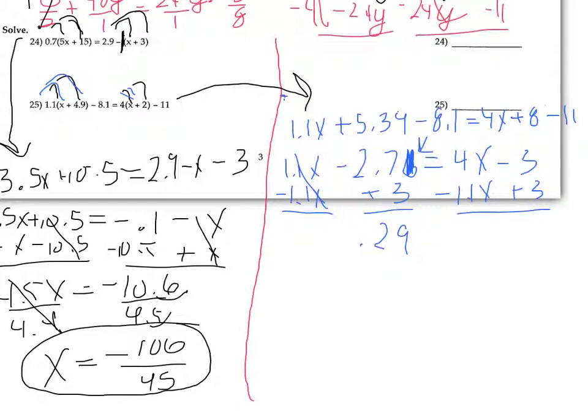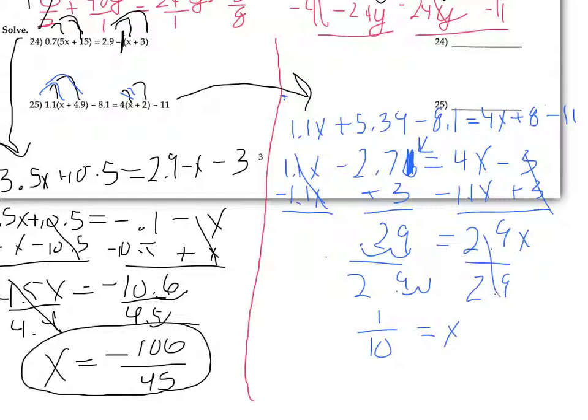Here, 4 minus 1.1 is going to be 2.9x. The 3's cancel, so we get 0.29 equals 2.9x. Finally divide by 2.9. And this right here, if we move the decimal over 2, we get 29 divided by 290. Well, that simplifies to 1 over 10. Here we get cancellation, which we could write 1 over 10 as 0.1.